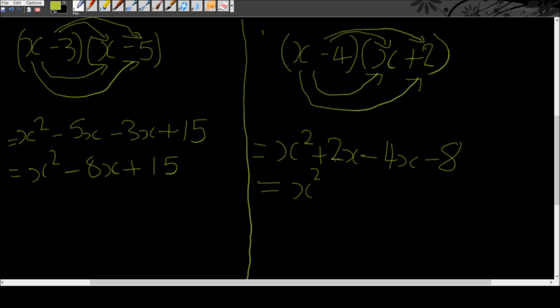So let's simplify our expression. So x squared, so we've got a plus 2x here, take away 4x. So obviously our negative expression is bigger than our positive expression, so therefore we know we're going to get a negative expression. It's going to be a negative 2x, and then we've just got a negative 8 at the end.